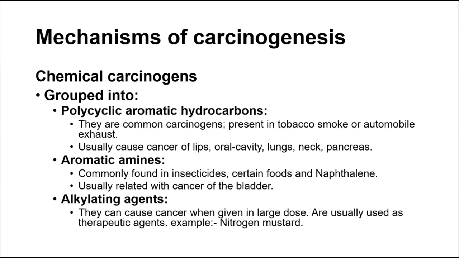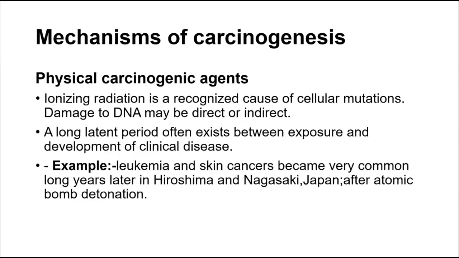And now for the physical carcinogenic agent, these are brought about by ionizing radiation, thus causing cellular mutation because it damages the DNA either directly or indirectly. Usually after exposure to radiation, there's a long latent period that would occur before the onset of the tumor. Like for example, leukemia and skin cancer after the Hiroshima and Nagasaki bombing in Japan.